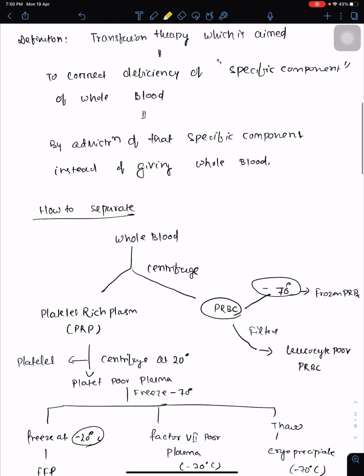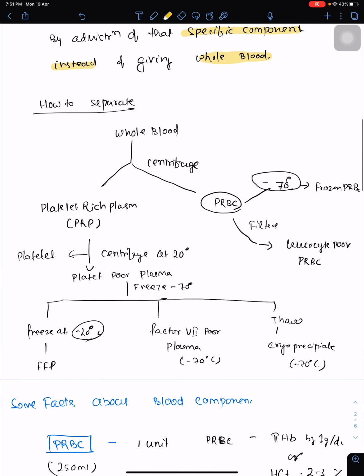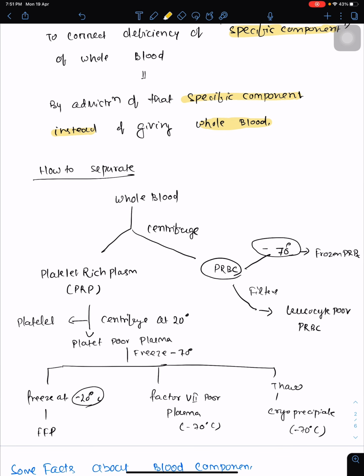Definition. Transfusion therapy aimed to correct the deficiency of a specific component of the whole blood, where we administer only that specific component instead of giving whole blood. So how will we separate? The whole blood is taken from a patient. We will centrifuge it, and we will get two components.